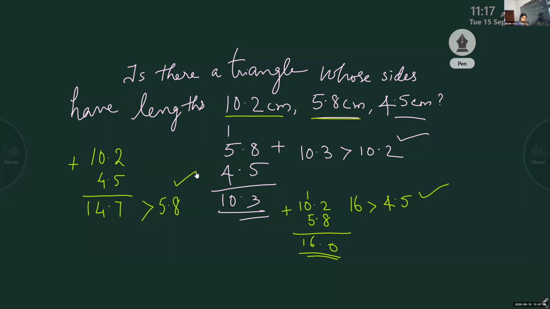What you have to write: sum of any two sides of this triangle is greater than the third side. Therefore, it is possible to draw the triangle. Like that, you have to write the conclusion. Okay, ma'am.